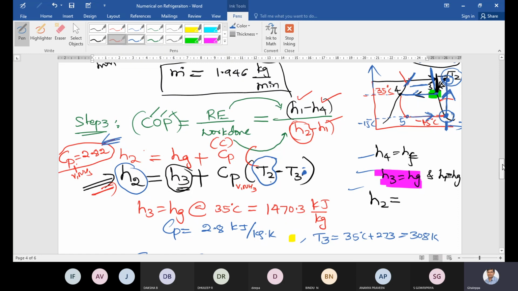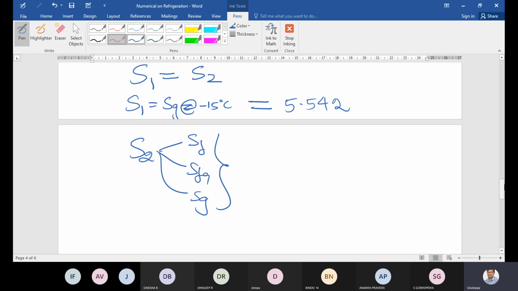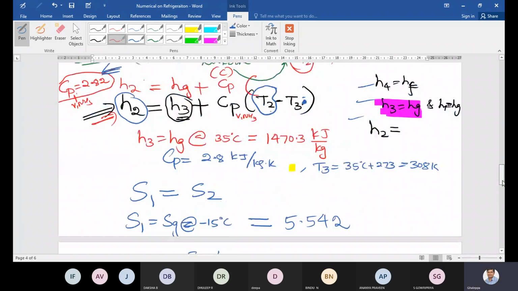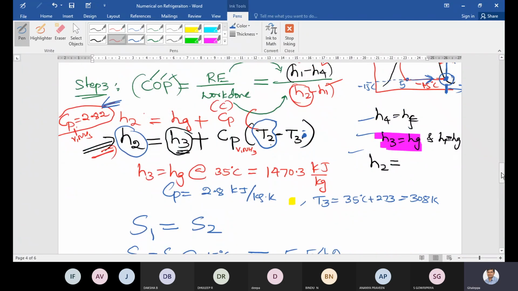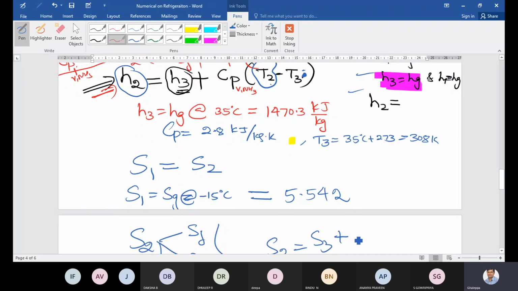Again, you remember one simple formula, one general formula. Anyway, these numericals will help you in the next semester also. So S2 is equal to S3 plus Cp ln of T2 by T3. Same formula I will write, not a different formula. Whatever the enthalpy formula I have written, only slightly will change.